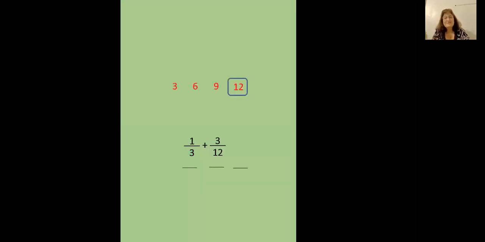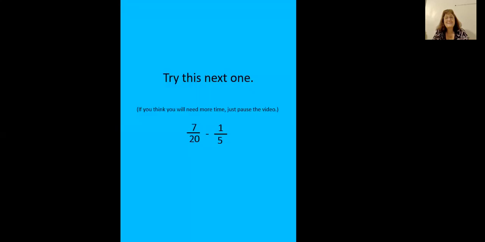3 is a factor of 12, and 12 is our lowest common denominator. 3 goes into 12 4 times. 4 times 1 is 4. 12 goes into 12 one time. 1 times 3 is 3. And 4 plus 3 is 7, and that goes over our 12. Try this next one.